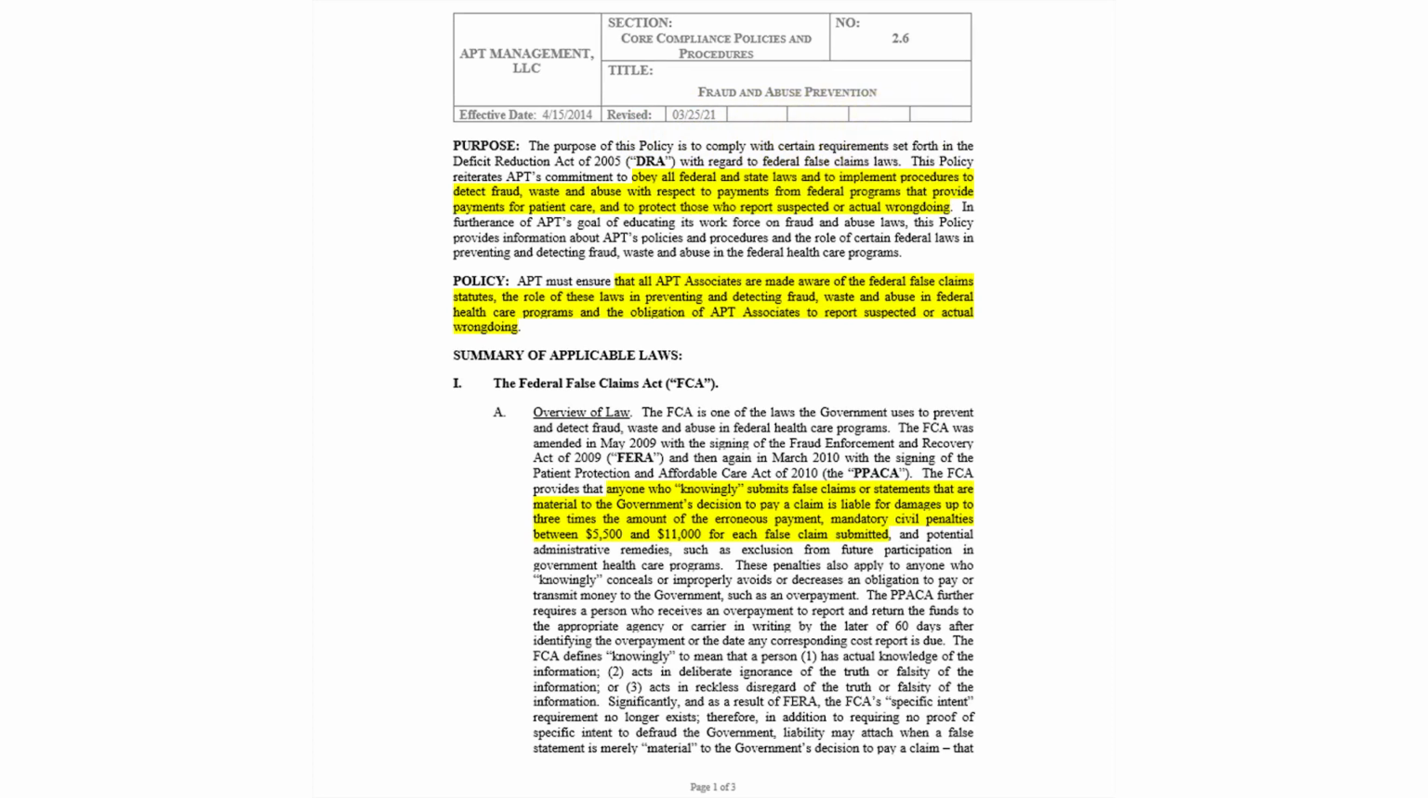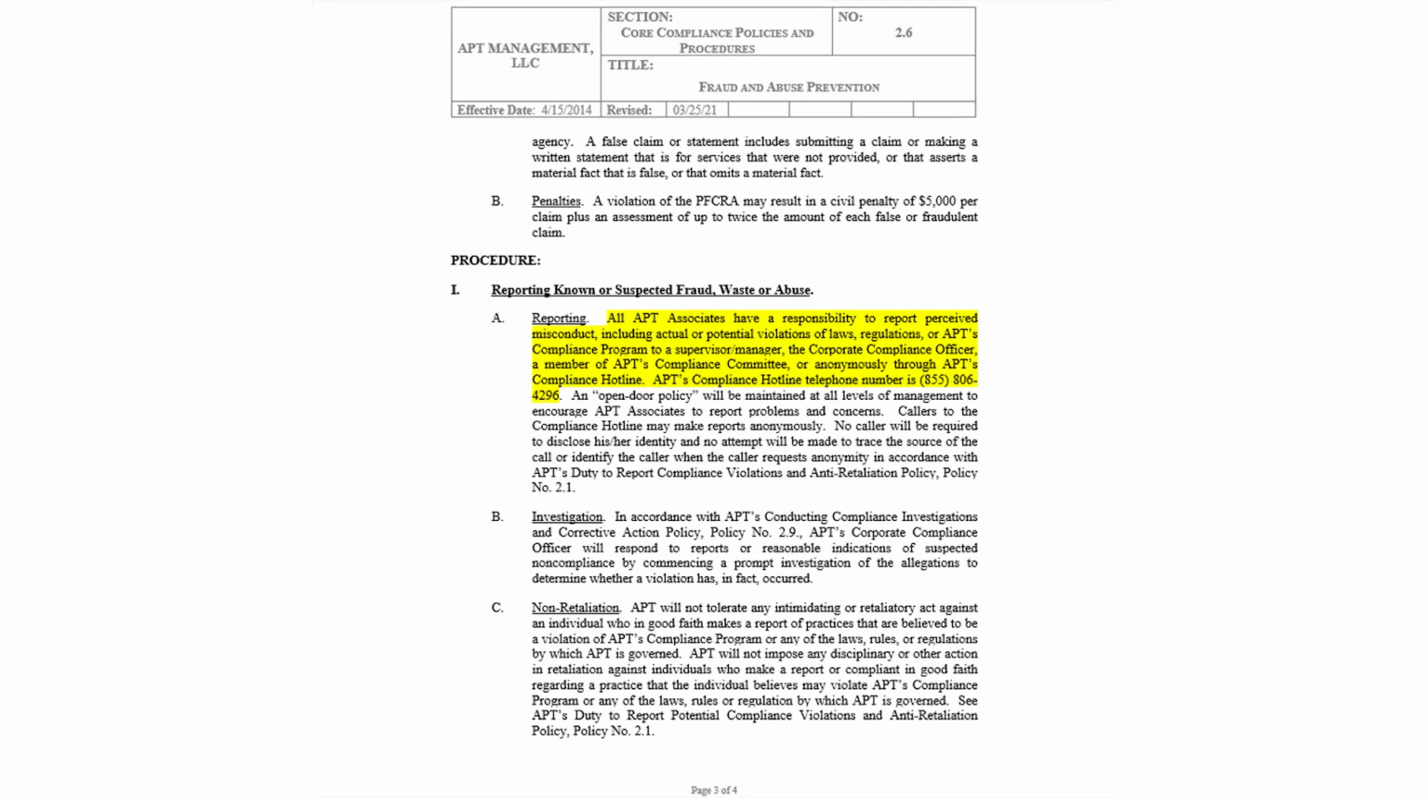Section 2.6 Fraud and Abuse Prevention. This section reiterates the company's commitment to comply with all state and federal laws. We only bill for medically necessary services provided to patients. Any errors in procedures or units billed need to be corrected and brought to the attention of the billing department, so corrective claims can be submitted and refunds issued for any overpayments.